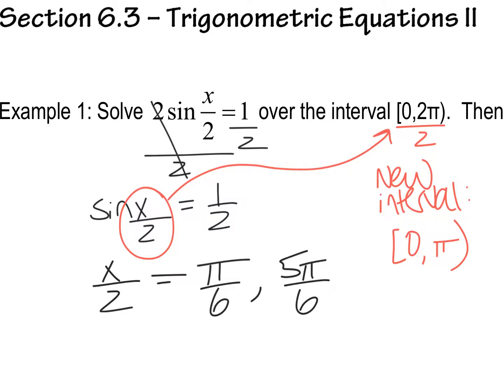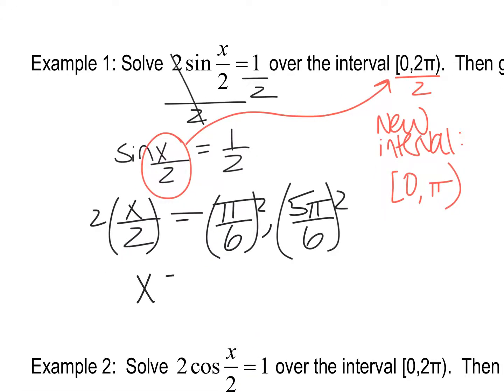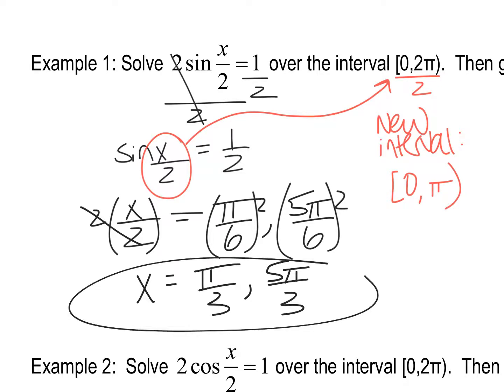So in order to get x by itself, what I'm going to do is multiply everything here by 2. So to get regular x, which is solving the equation, my 2's cancel here. I get 2 pi over 6, which reduces to pi over 3. And I get 5 pi over 6 times 2, which reduces to 5 pi over 3. And these are my 2 answers for this problem.